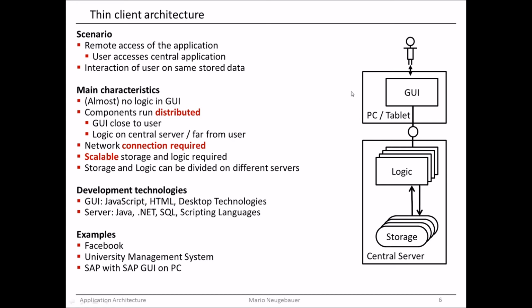That means the user can be somewhere very far from the central server and they are connected only via the interface. The interface here, if you look at Facebook, would be an HTTP connection via an Ethernet network, and via this interface the data are transferred from the central server into the GUI to show you the data, and if you input some data, then the data is transferred again via this interface into the logic, processed there and stored in the central server.